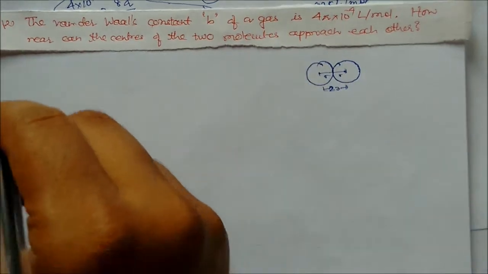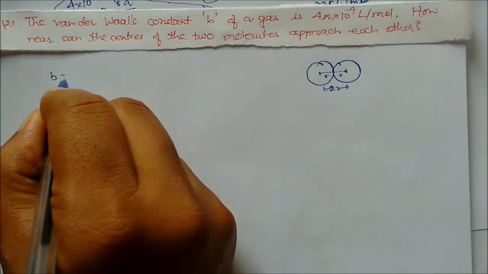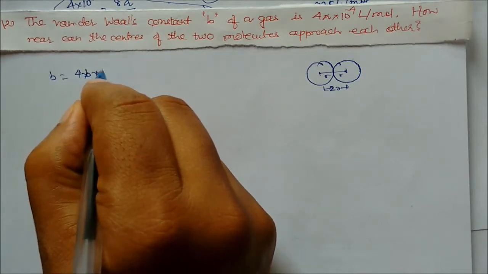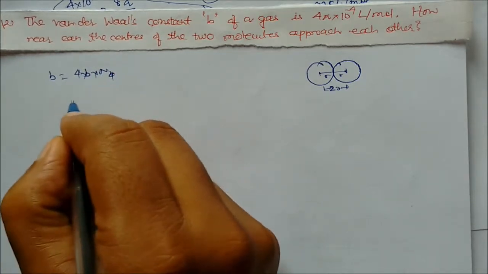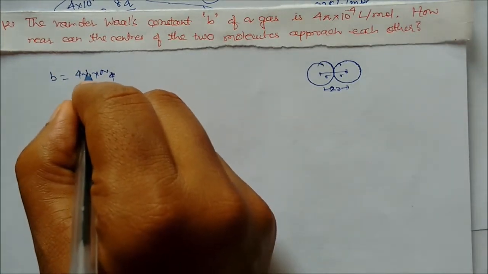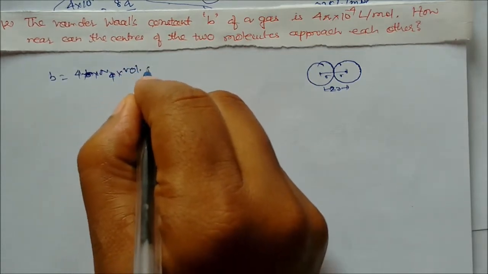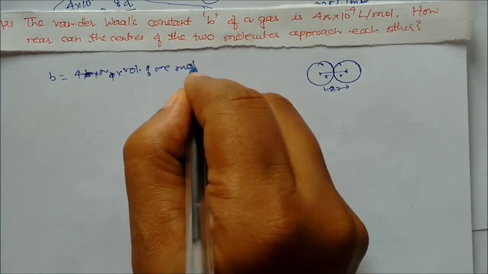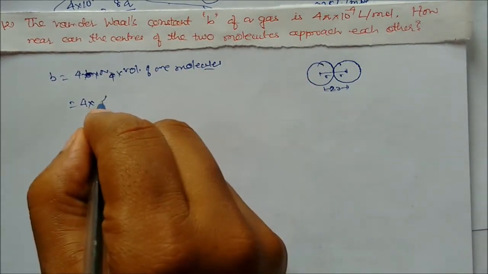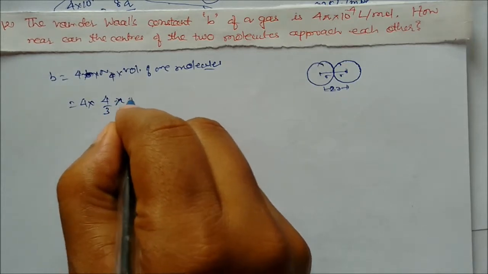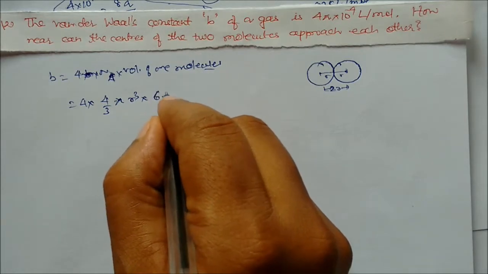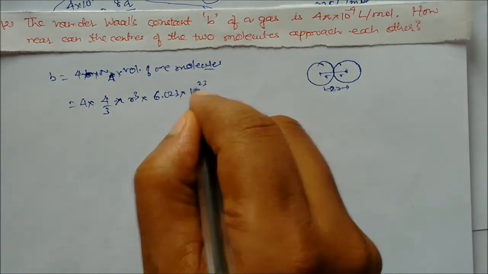So B is given here. We know this formula: B is equal to 4 times the volume of one molecule into Avogadro number. B is 4 times the volume of one molecule. So this is the formula, we know the van der Waals constant. The volume of one molecule is 4 by 3 pi r cube, and this is multiplied by the Avogadro number. Avogadro number we know is 6.023 into 10 power 23.